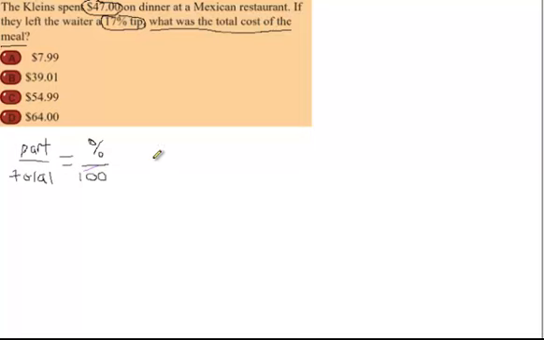Okay, so they go to dinner. They spend $47. That's how much they spent. The tip was 17%, over 100. So I'm finding out here what the part is, basically what's 17% of $47. Alright, so we gotta do our cross multiplication thing. Got $47 times 17.